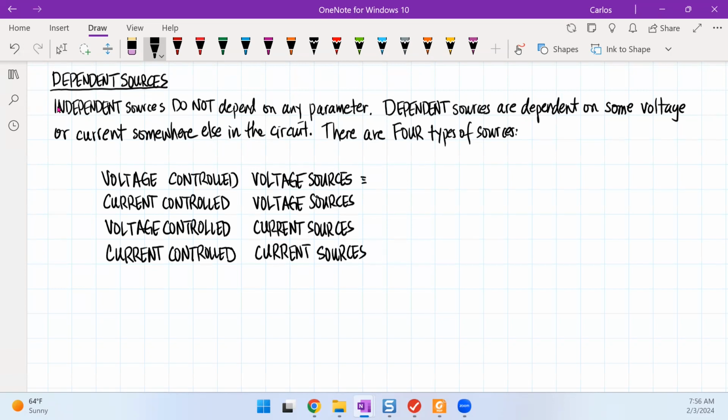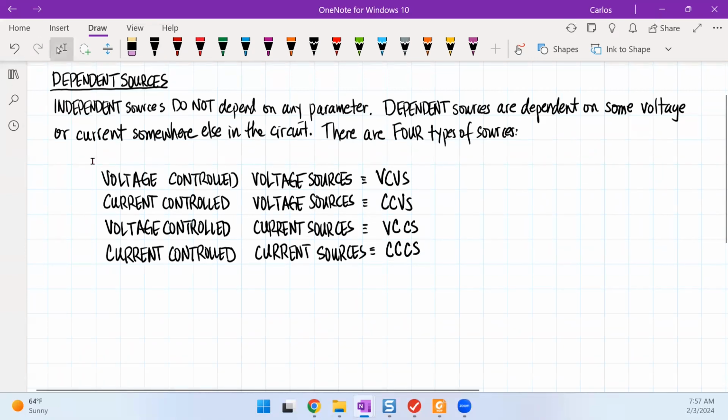So we typically use acronyms for these sources. We call this a VCVS. This is a CCVS. This is a VCCS. And finally, this is CCCS.